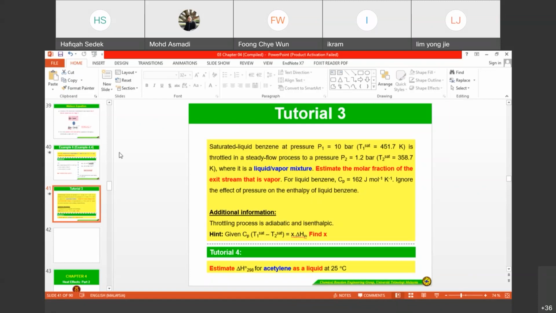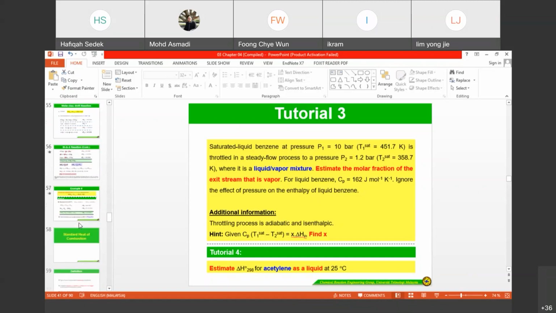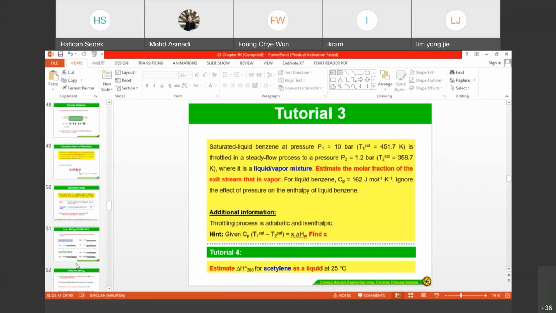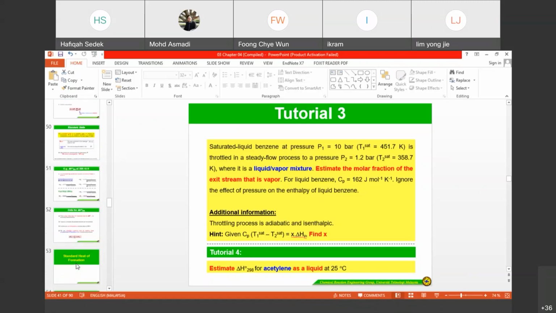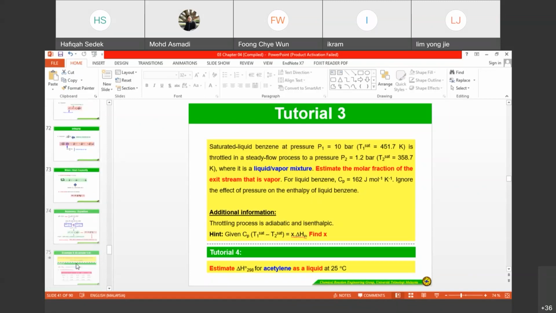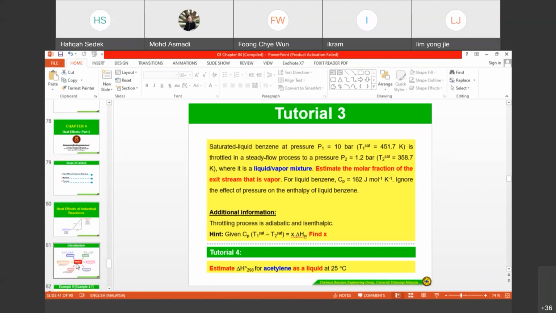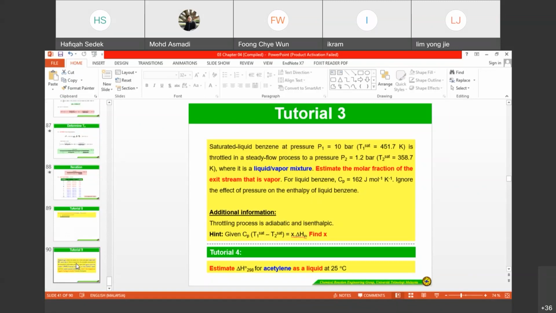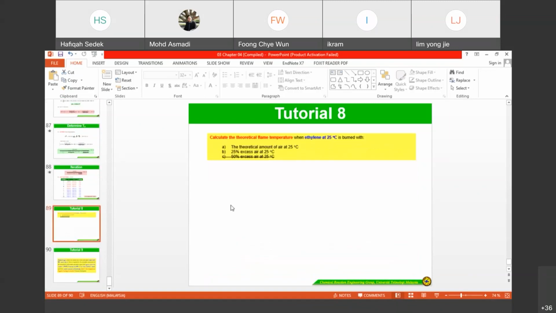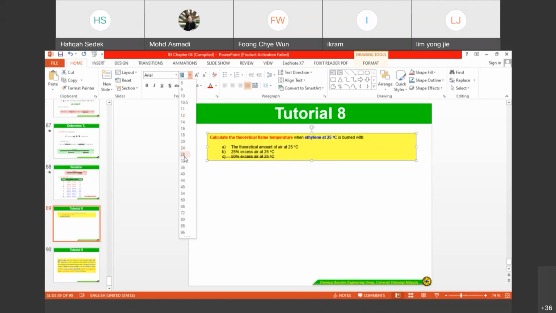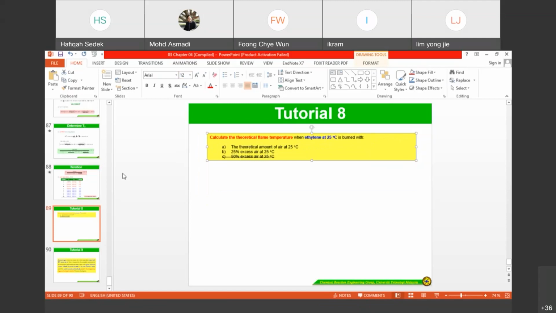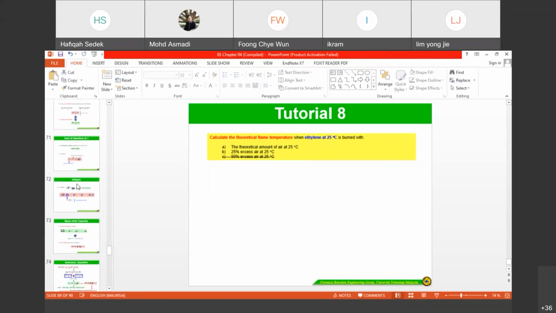Because next class, I want to explain about the heat of reaction and heat of combustion, as well as heat effects on industrial reactions. I'm not sure I can make it or not.